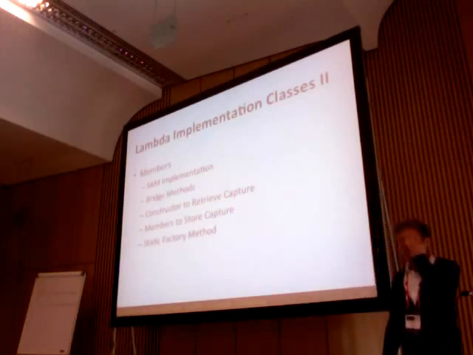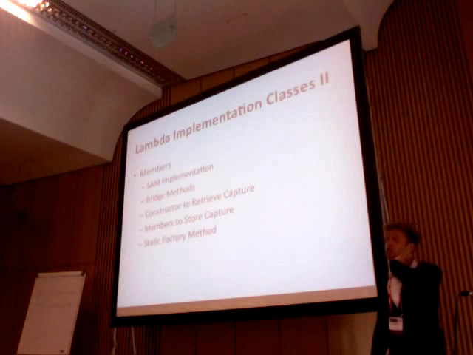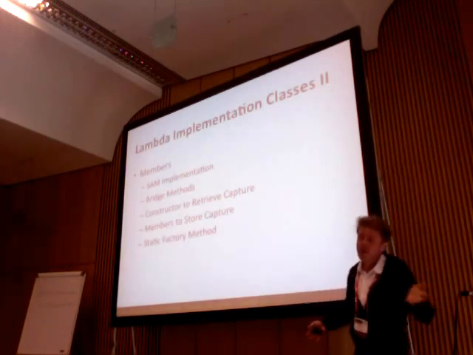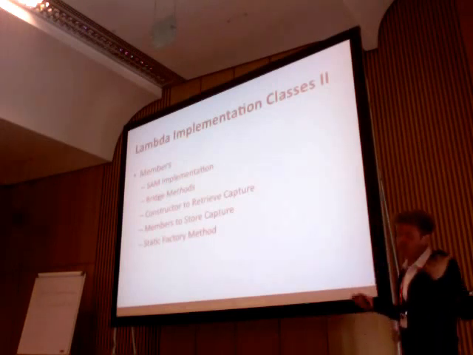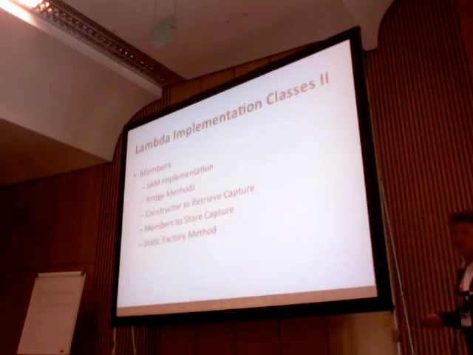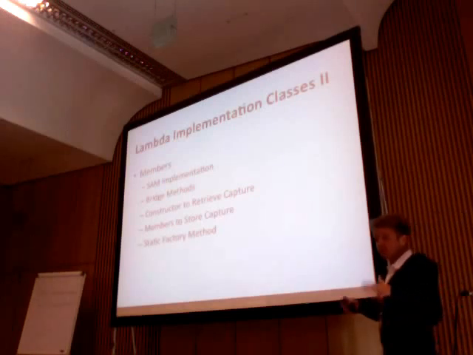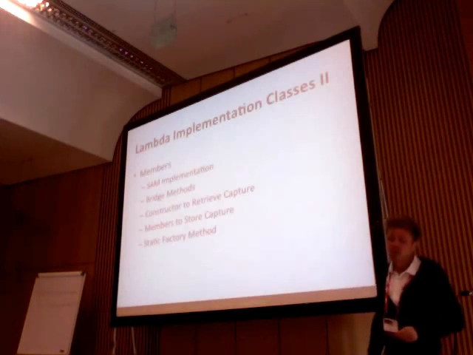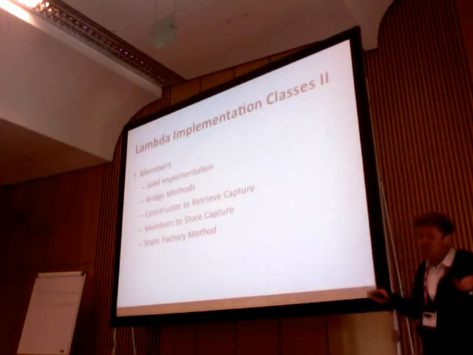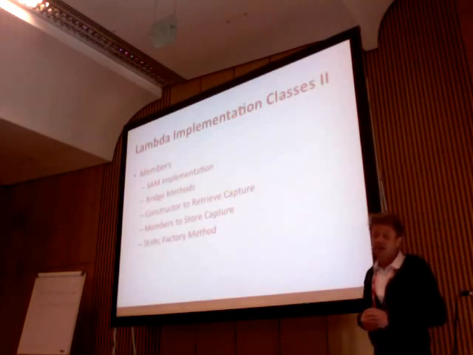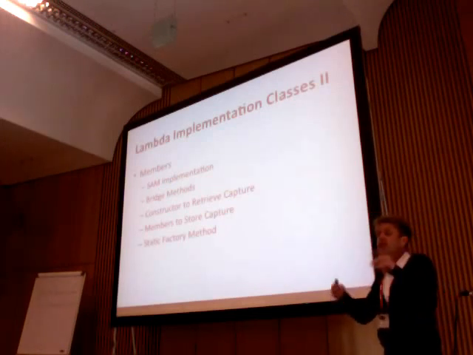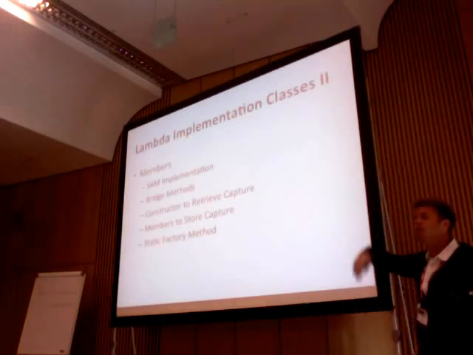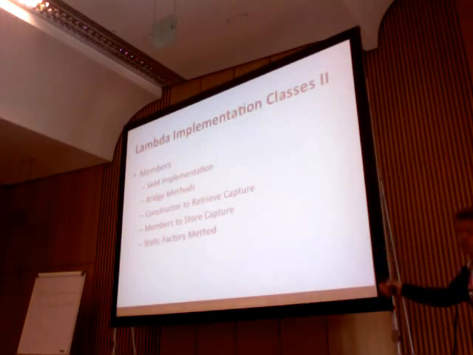What do we need in the Lambda implementation classes? First of all, we need the SAM implementation. I mean, that's why we do everything. We might need so-called bridge methods. You'll see later what this actually is. We might need a constructor, actually, to retrieve the capture, if the Lambda captures some state of the local variables. We need some members, obviously, to store the capture, and we need the factory method. The factory method which actually creates the Lambda afterwards. And what they do, they implement the factory method right in this class. They have to generate it anyways.